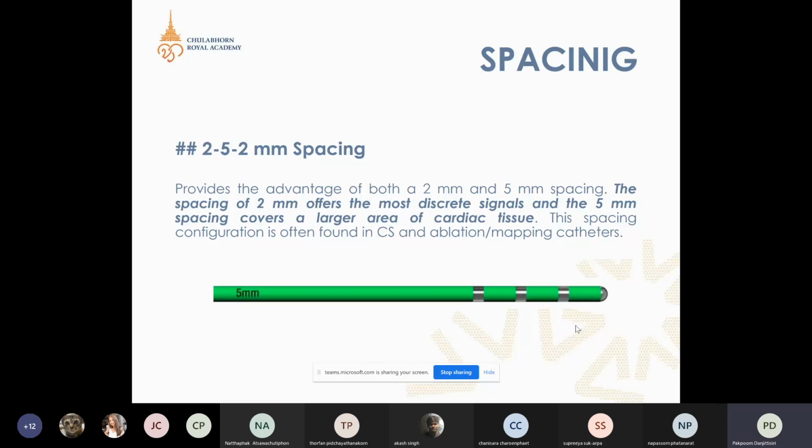because the ablation and mapping catheter need to pinpoint the precise location of the ablation, right? So the benefit of the 2 millimeter spacing catheter is that it is suitable for that purpose.